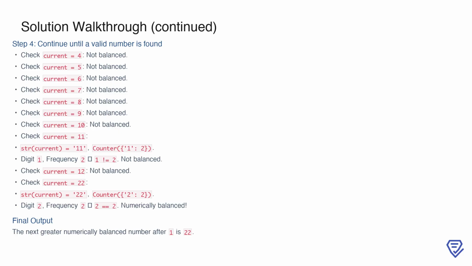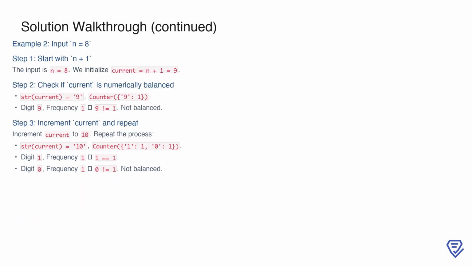Finally, when current becomes 22, we find that its string representation is "22" and the frequency count is 2: 2. Now, the digit 2 matches its frequency of 2, so 22 is numerically balanced. Therefore, the next greater numerically balanced number after 1 is 22.